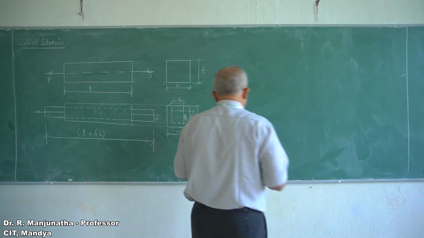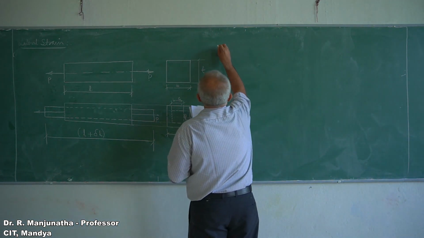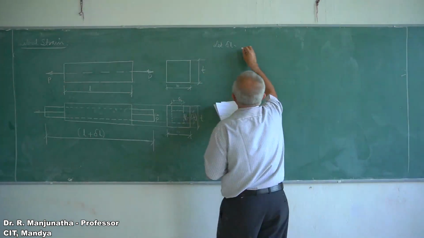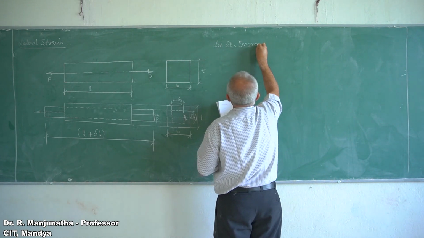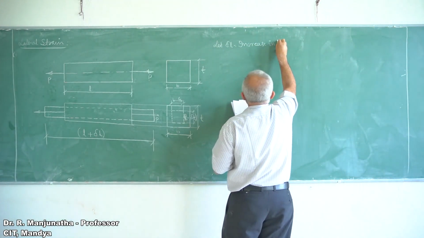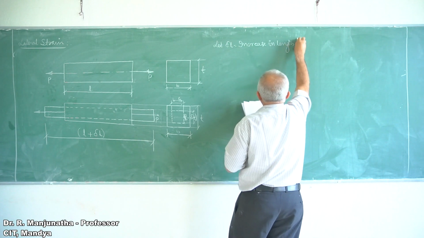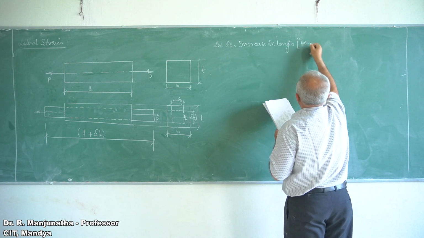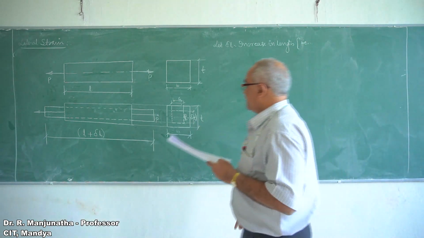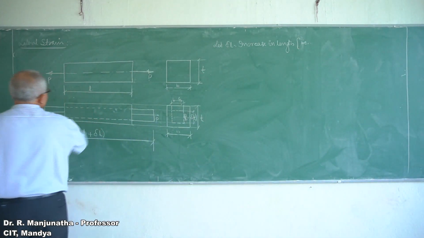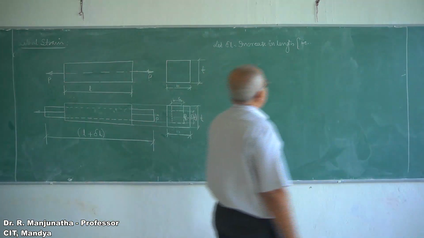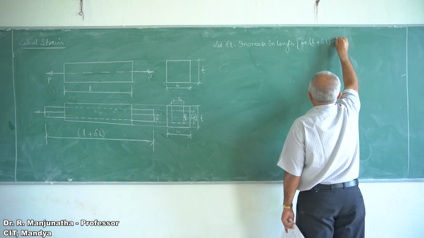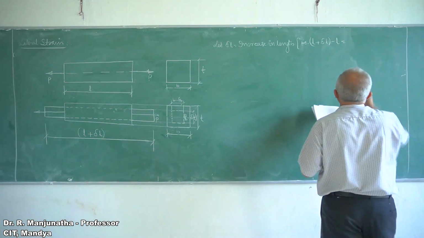Here, let delta L be equal to the increase in length. What is the increase in length? The increase in length will be the final length minus the original length. So what is the final length? The final length will be L plus delta L, minus L, which will give you delta L.